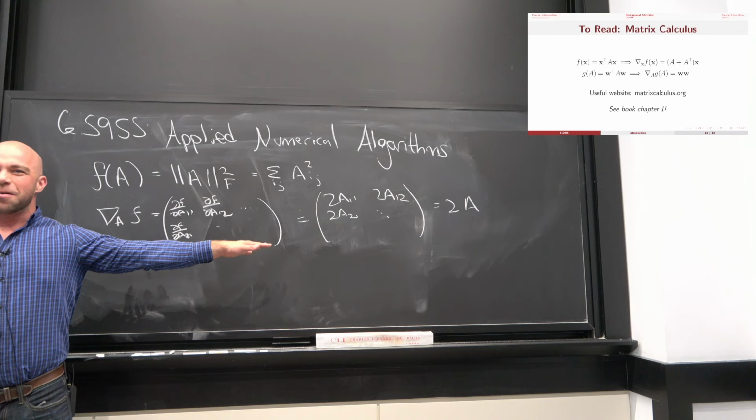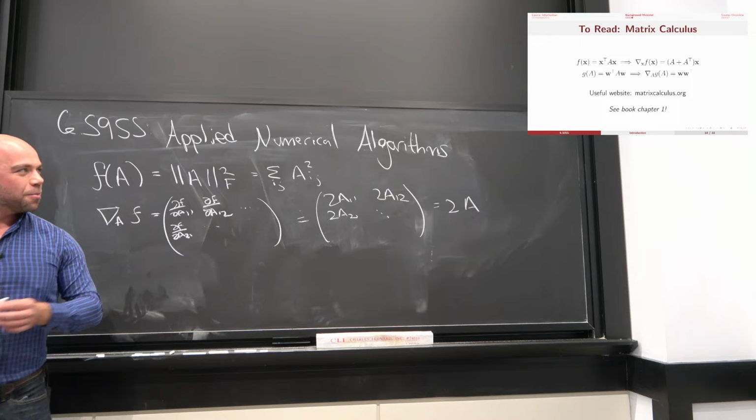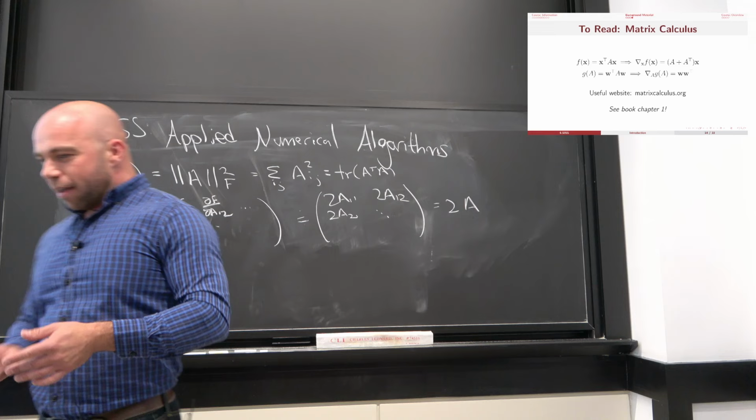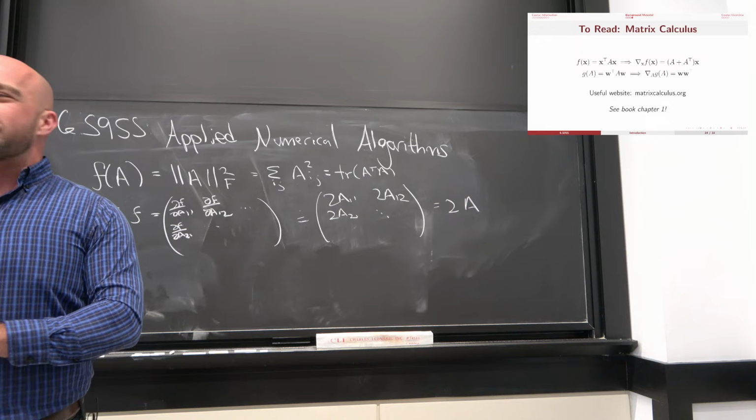Does that make sense? The other kind of useful thing to know, by the way, is that if you want a really obtuse formula, this is the trace of A transpose A, which is also a useful thing. Okay. That, I think, covers all of the background, warning, logistical stuff that I wanted to cover today.